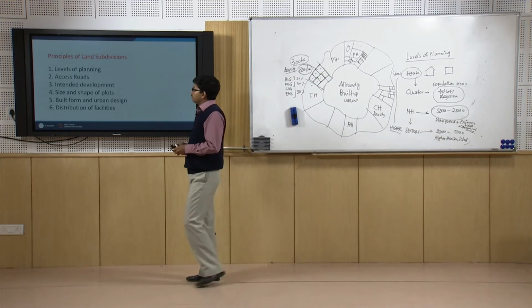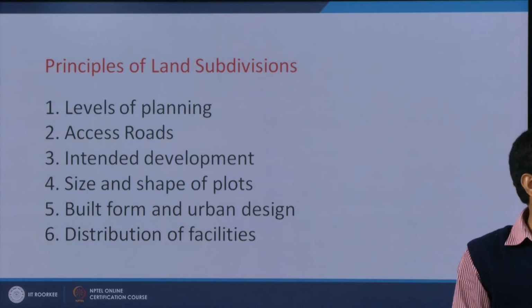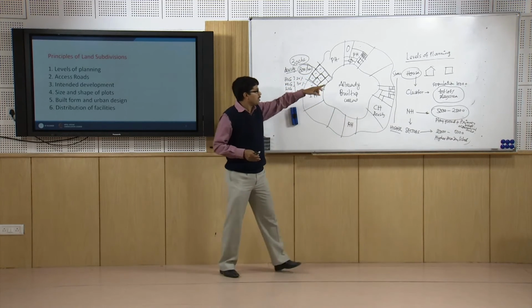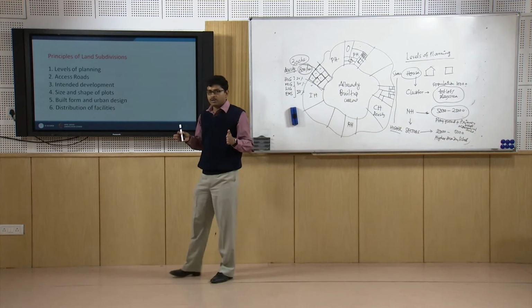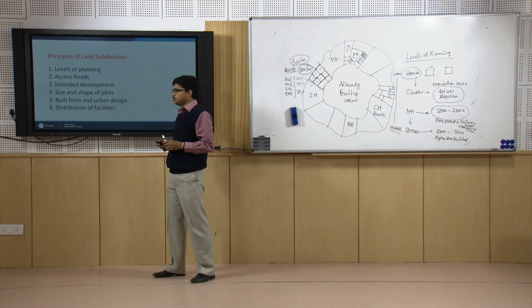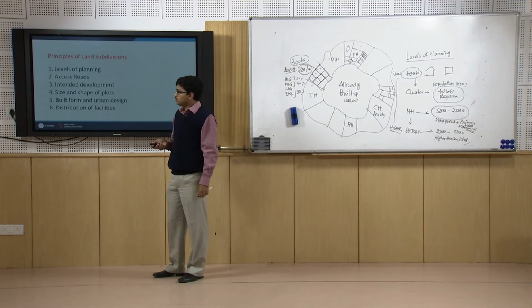The second part of the land subdivision is the access road. We talked about the access road. Access roads for the bigger plots will be wider and for the smaller plots will be lesser. So, bigger plot, wider road; smaller plot, narrow road. That is the fundamental approach we should take for land subdivision using the different kinds of roads.